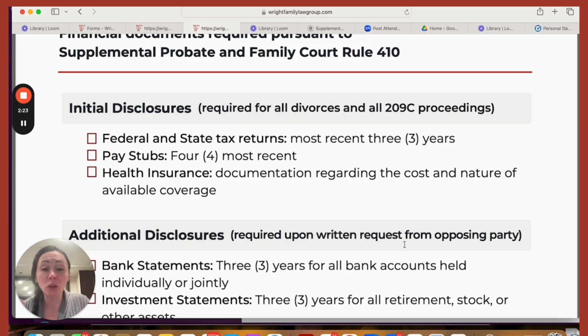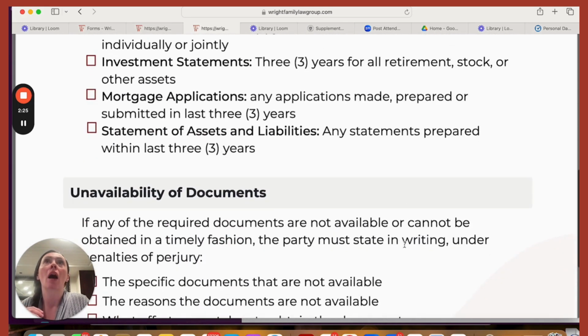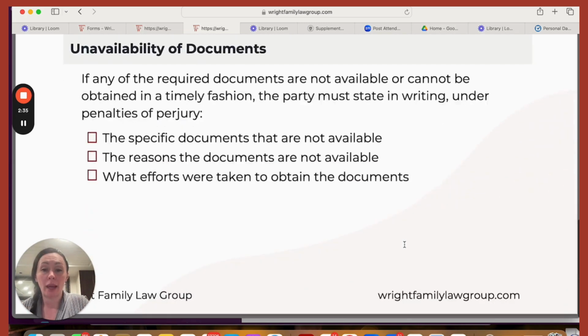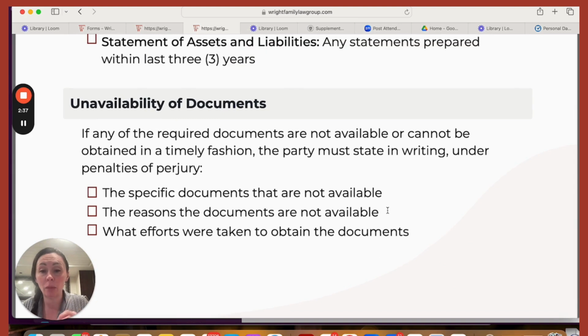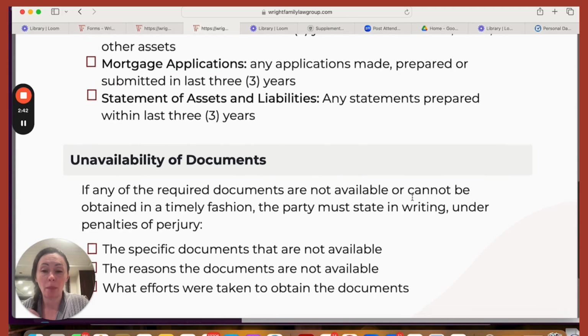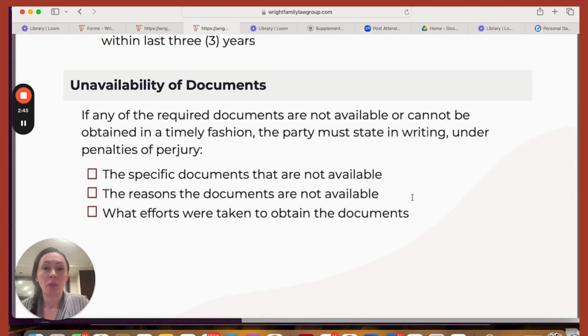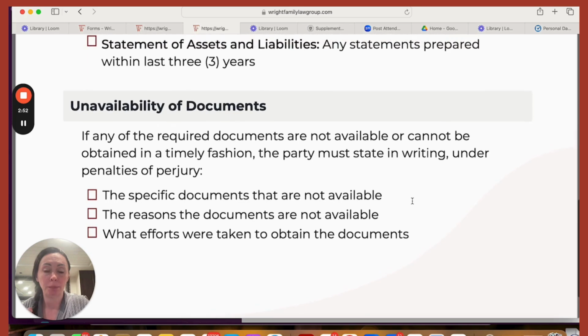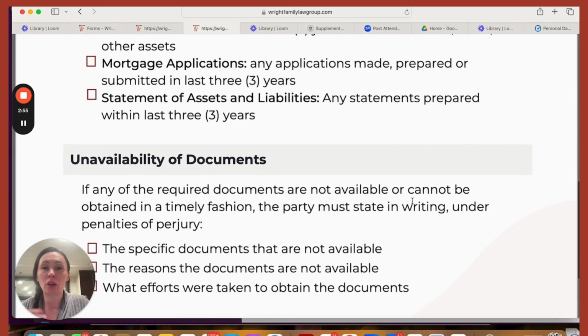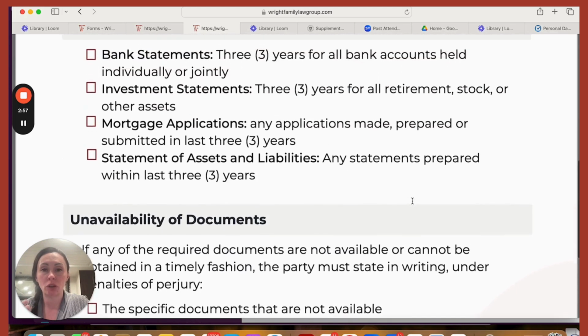Now, if you are in a situation where maybe you weren't responsible for filing the taxes in your house and you don't have access to the taxes, maybe they were filed but you don't have copies of them, that's okay. If you don't have them available, you're just going to need to notate that on your checklist to specify that you don't have them, and maybe just write a note about where they are or why you don't have them. That's helpful to know. And if you tried to get them, what efforts you took to try to get them.